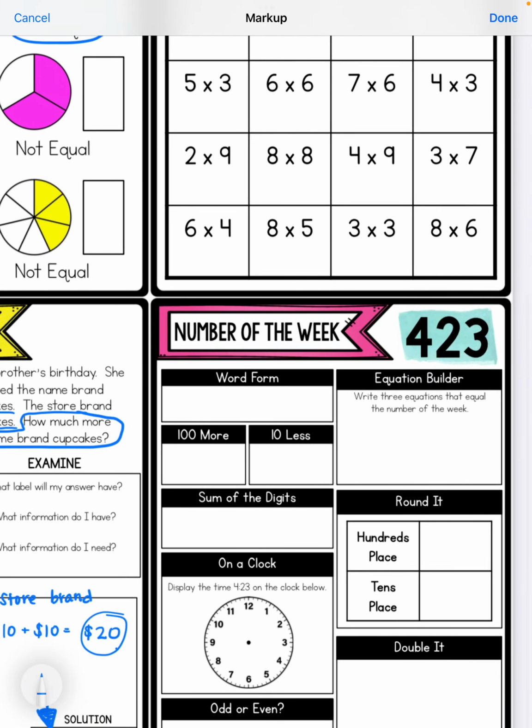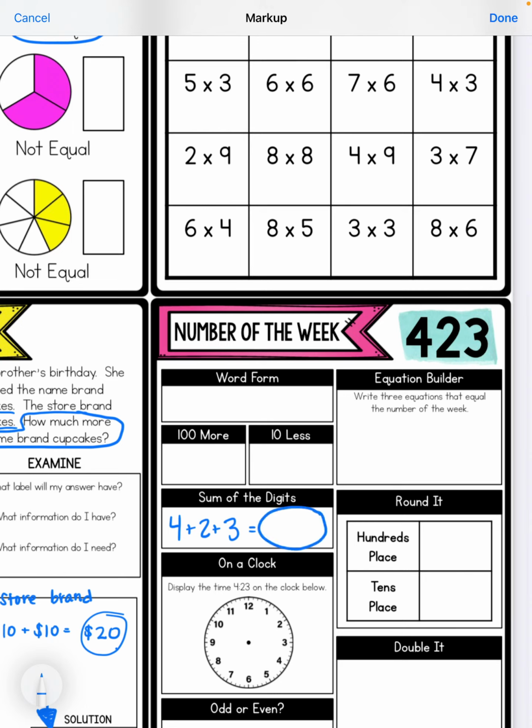Last one, number of the week. Word form, write small, spell out 423. What's 100 more? What's 10 less? Sum of the digits, you're adding up the digits that make up this number. Make sure you're actually solving it.